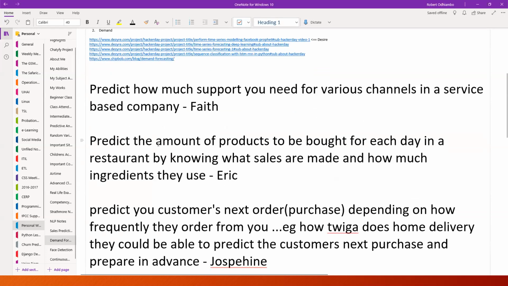We go to Eric. Predict the amount of products to be bought for each day in a restaurant by knowing what sales are made and how much ingredients they use. Wow. So, Eriko, if I'm wrong, you correct me. You have a restaurant with several products, including Githeri. So you want to be able to know, out of all the products this restaurant is selling, what would be the volumes. Yes. Perfect. It's pretty straightforward.